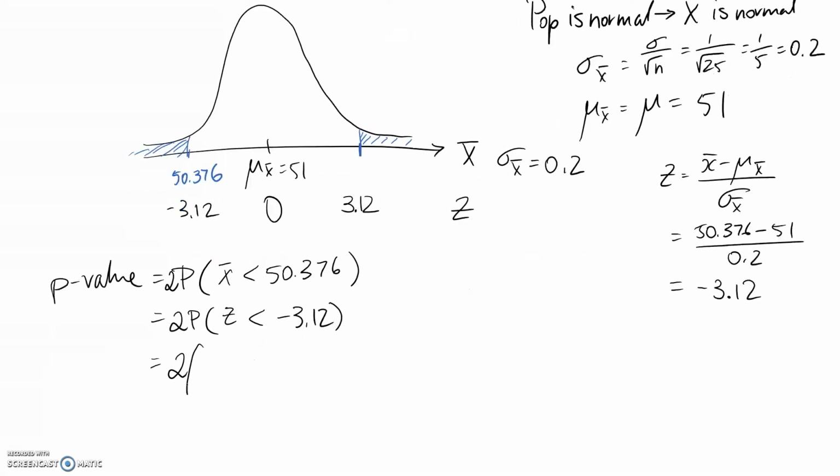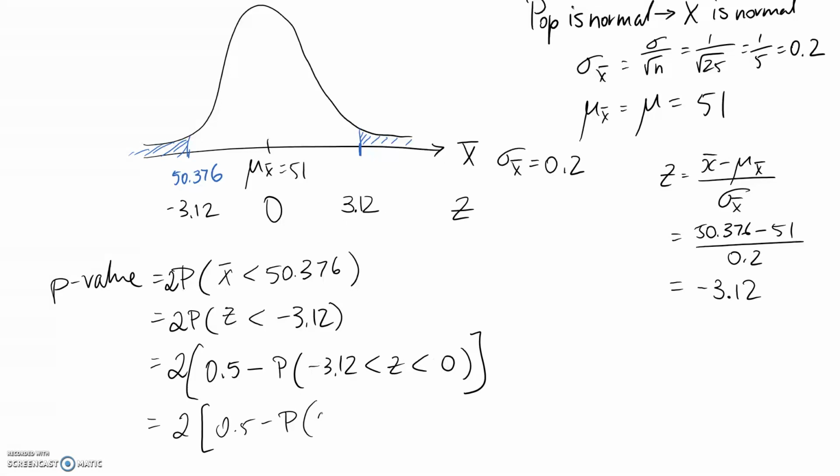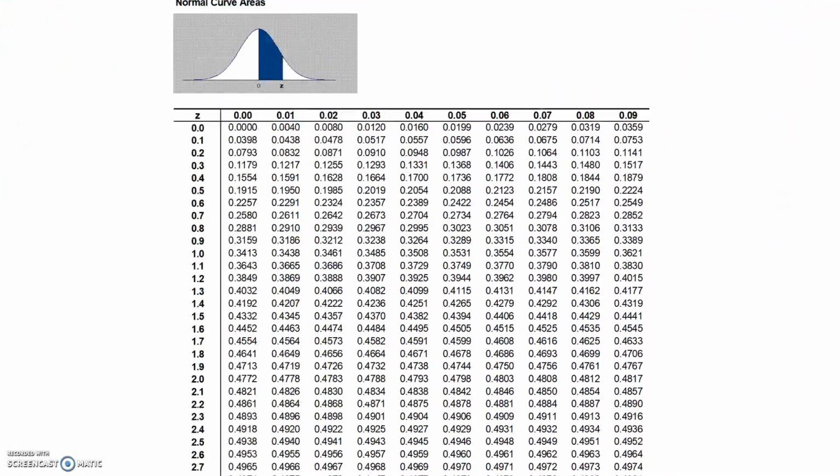Alright, so now we just need to put this in a form we can look up in the tables. So 2 times, the probability of this section in here that we're looking at can also be calculated as 0.5 minus the probability from negative 3.12 to 0. Again, because half of this has an area of 0.5. And then we know again it's symmetric, so we can write this as the flipped version, so 0 to Z to positive 3.12. And of course, that's this section in here now. Alright, so let's go and look this up in a table. It's 3.12 that we're interested in.